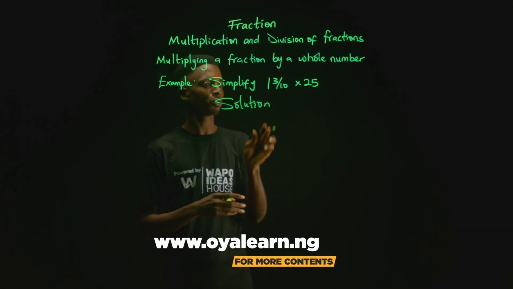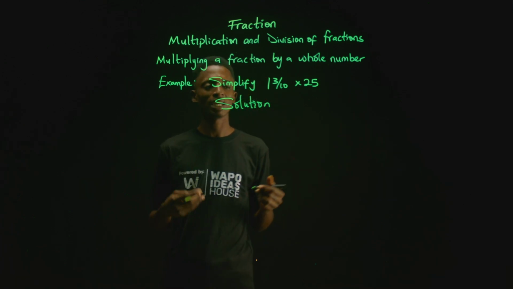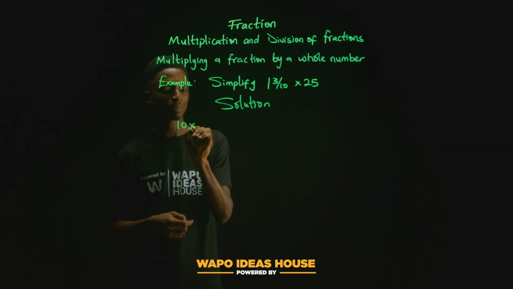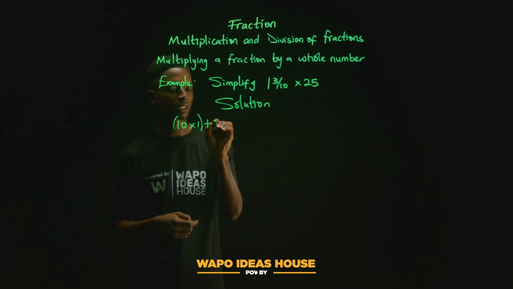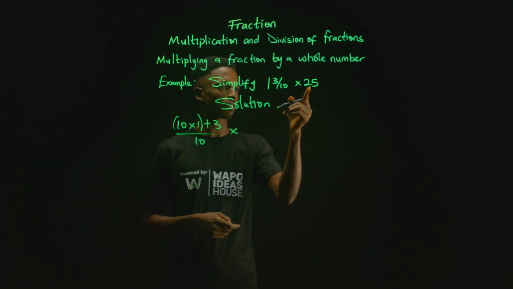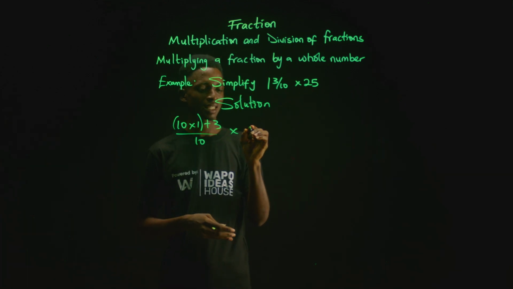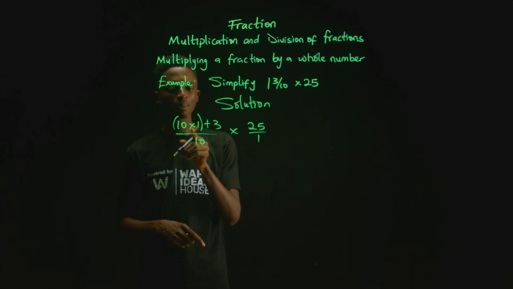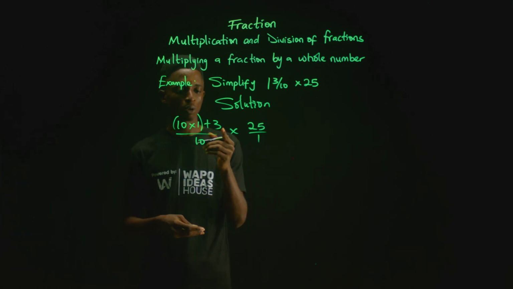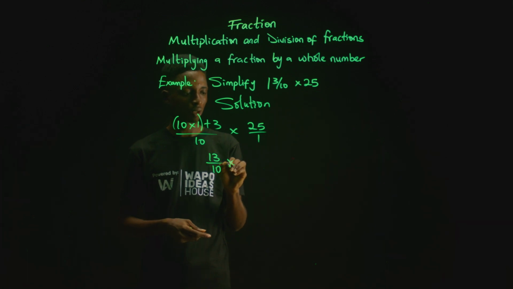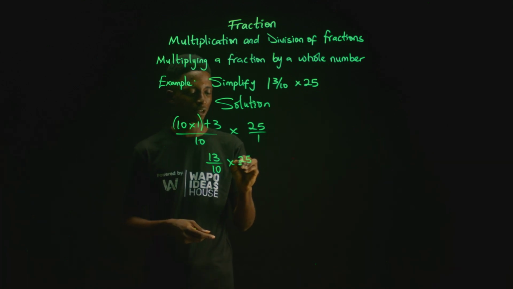So the first thing you do is to write this mixed fraction as an improper fraction. That is, you have 10 multiplied by 1 plus 3 over 10. Then we multiply that by, now writing the whole number as a fraction, 25 divided by 1. Let's simplify further. 10 multiplied by 1 is 10, plus 3, and then we have 13. So 13 over 10 multiplied by 25 over 1.